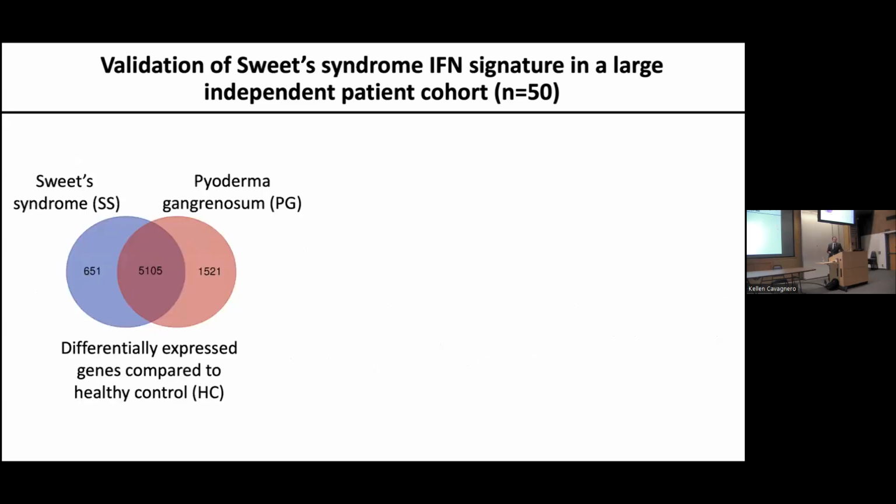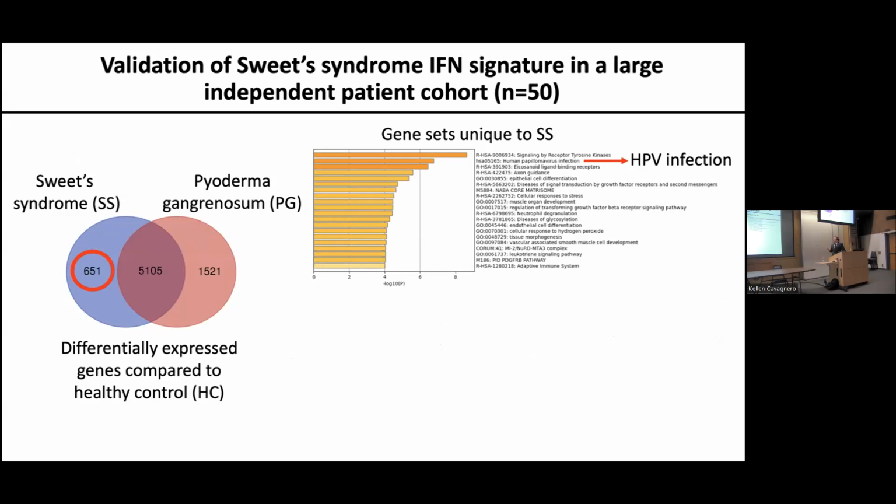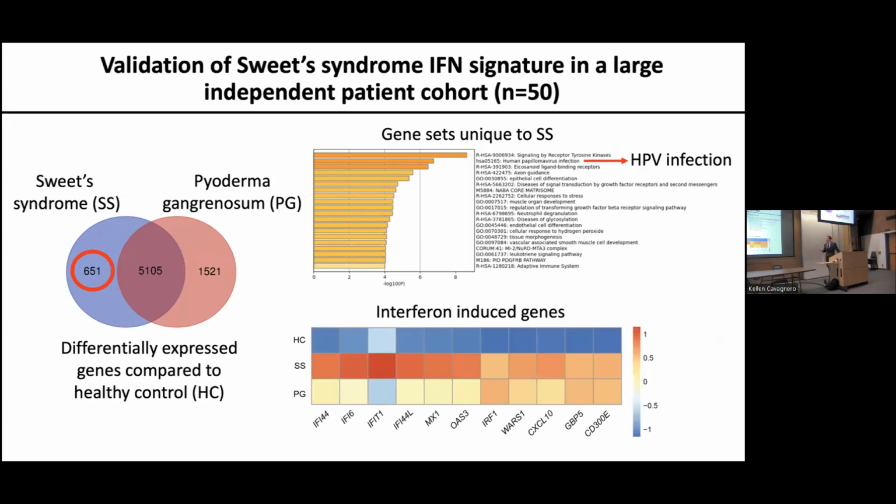We next performed differential expression analysis between the neutrophilic dermatoses and the healthy control skin, and then identified the 651 genes that were uniquely regulated in Sweet syndrome. And we performed pathway analysis with these genes and found that one of the top pathways unique to Sweet syndrome was HPV infection. And remember that interferon goes hand in hand with viral infection. So many of these genes that are specific to Sweet syndrome are interferon-induced genes. So we see these genes highly expressed in Sweet syndrome, not just relative to healthy controls, but also pyoderma gangrenosum. So using this independent large study, we validated our single nuclei findings.